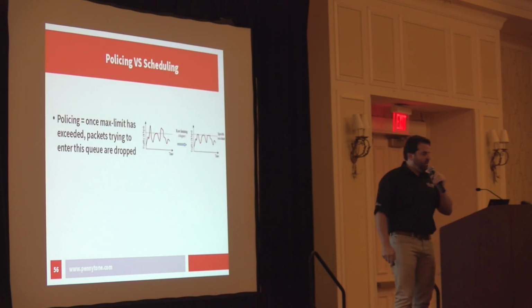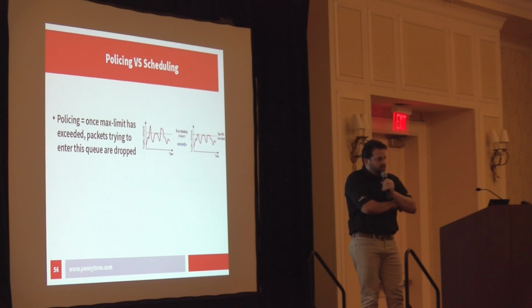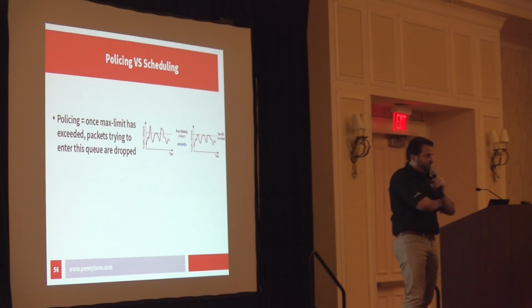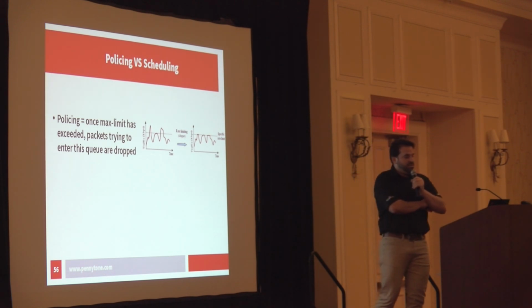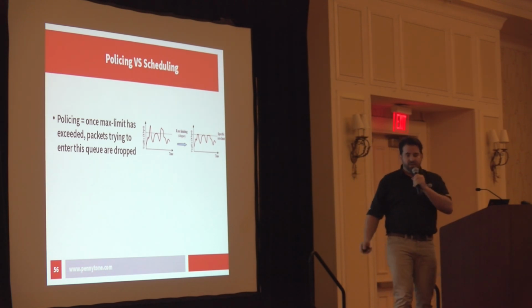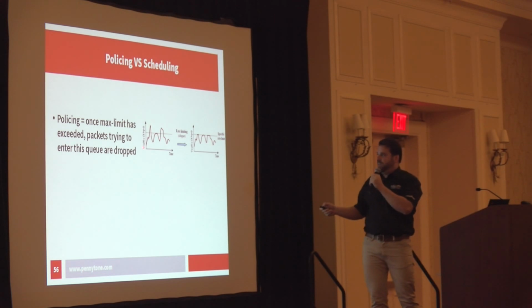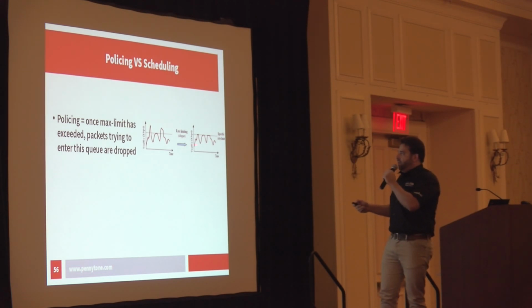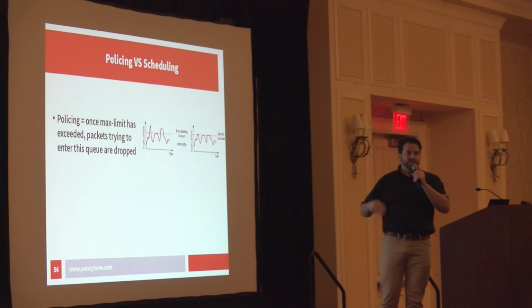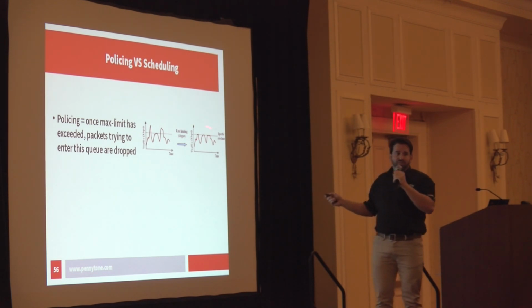Pretty simple. So now it's important to start talking about policing versus scheduling. So what are the differences? What do they do? Well, a policer is, once max limit has been exceeded, packets trying to enter this queue are dropped. That's what a policer does. So you see over here in this bandwidth graph, let's say we don't have a policer and traffic is just going where it needs to go. All of a sudden we implement the policer, and at a hard limit, it drops everything that exceeds the max limit. None of this traffic is queued.